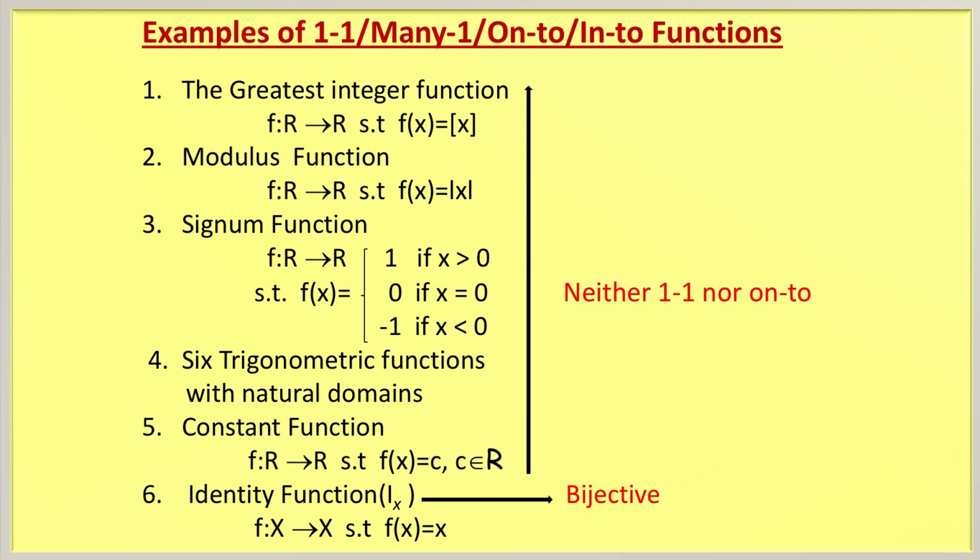The third one is the signum function. f is a function from R to R such that f(x) = 1 when x is greater than 0, it is 0 if x equals 0, and it is minus 1 if x is less than 0. The fourth is the six trigonometric functions with natural domains. Natural domain means we have taken the domain as R. The fifth one is the constant function, and the sixth one is the identity function. We will discuss them one by one on the blackboard.